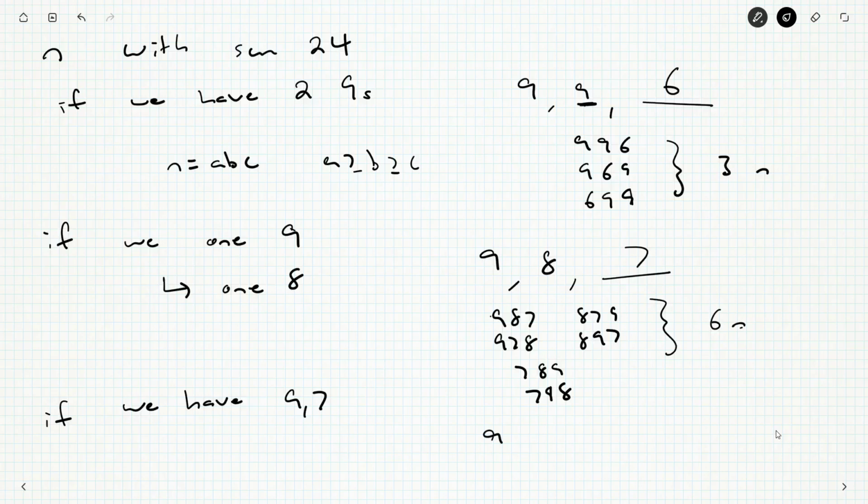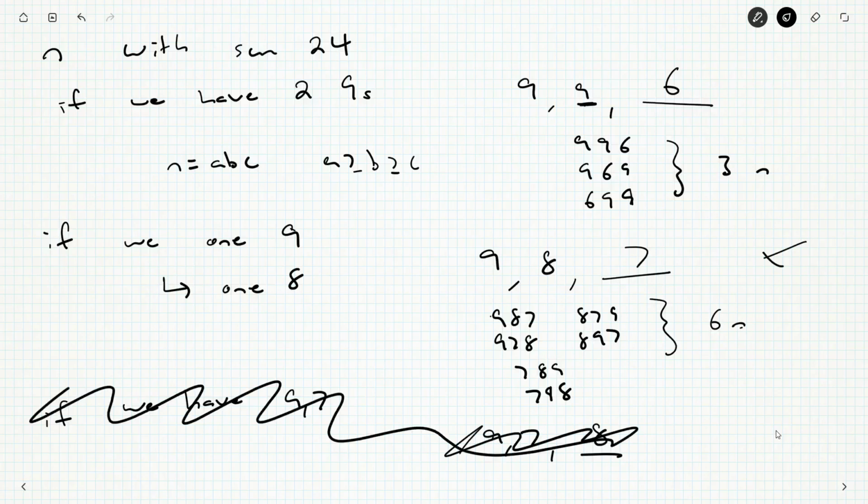So I have a 9 and a 7. That adds up to 16. I would need an 8. Well, I already did that, so that's nothing new. Okay. I could either count that as a separate case, and then I wouldn't have this 9 7 right here, or I could say, no, I've already got that set of numbers.